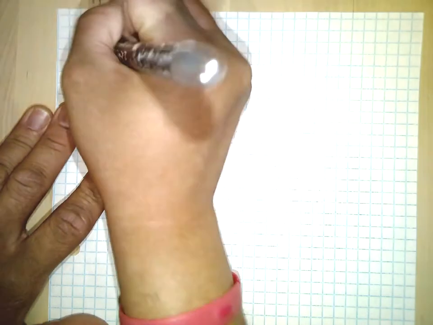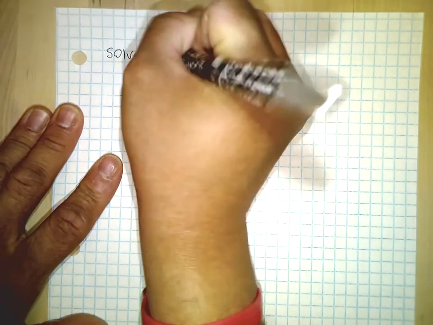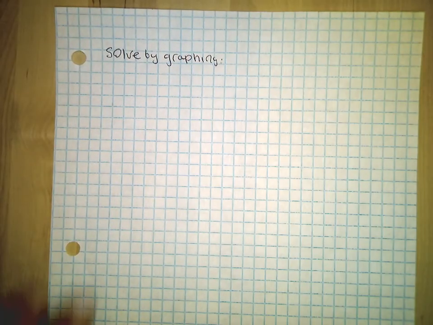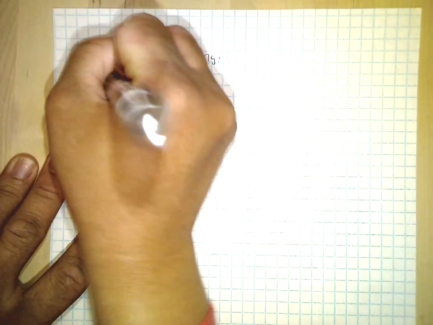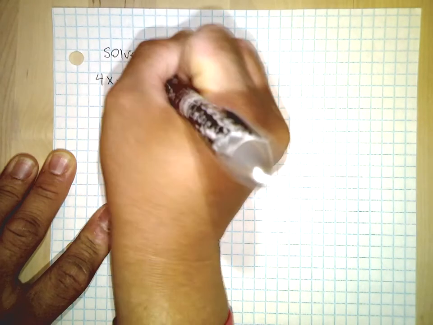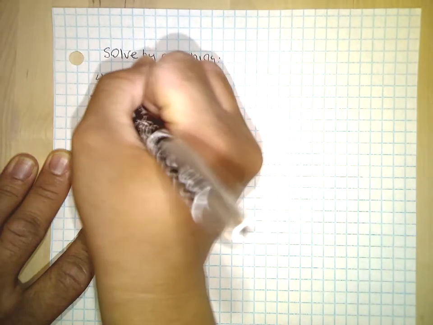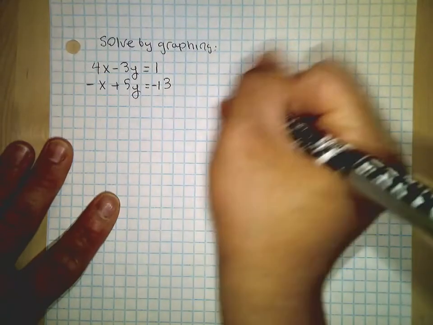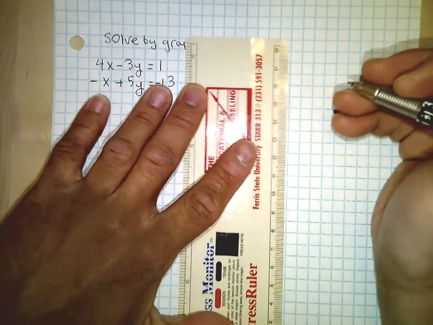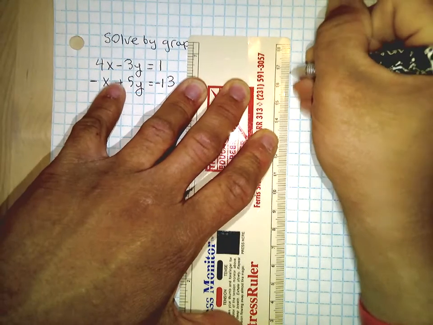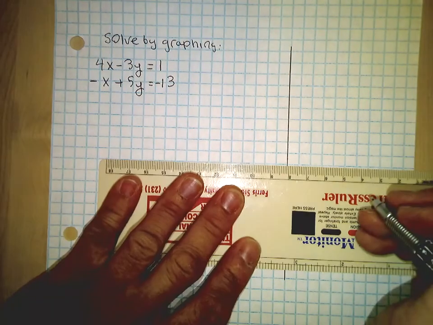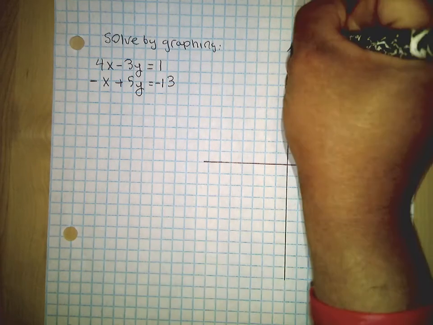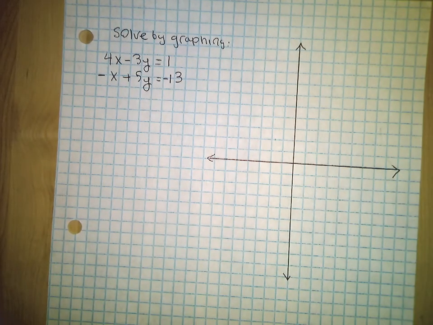So here we go, solve by graphing here. And we have here is one: 4x minus 3y is equal to 1, and negative x plus 5y is equal to negative 13. And now let's draw our coordinate system here. All right, so we'll again graph both of the lines and see where they intersect.